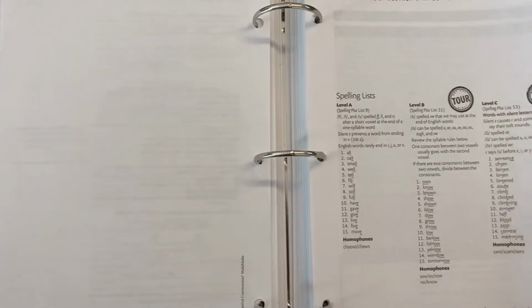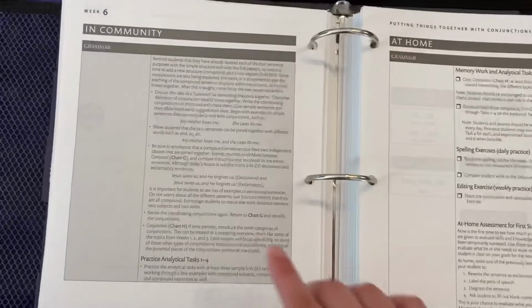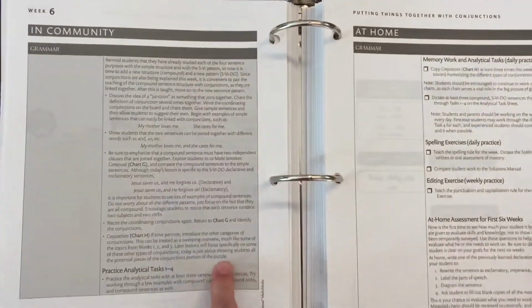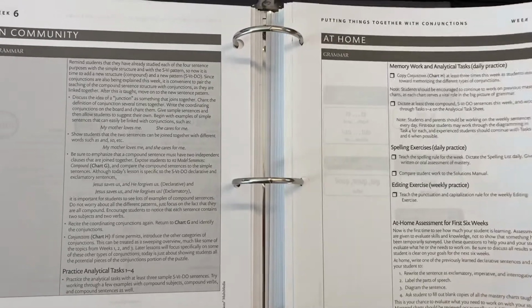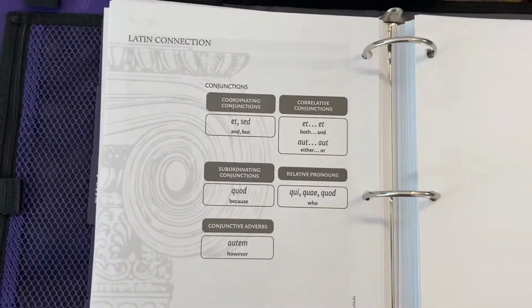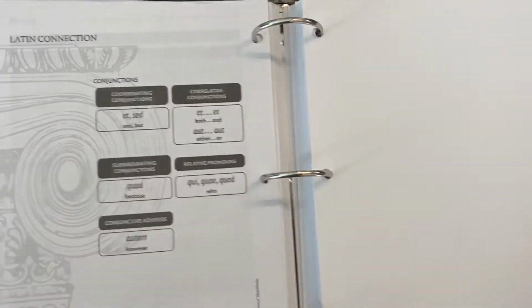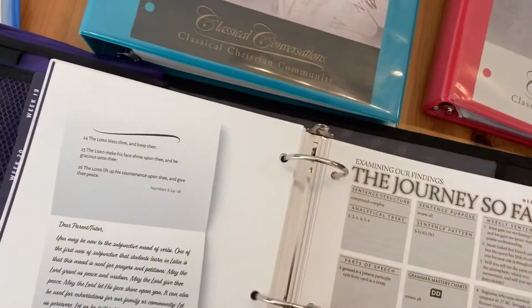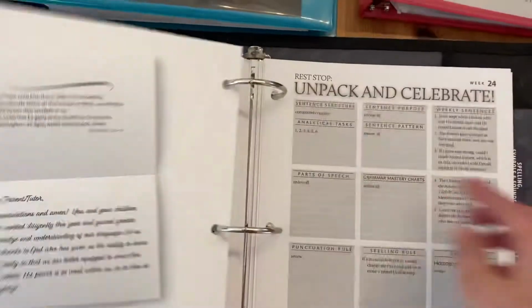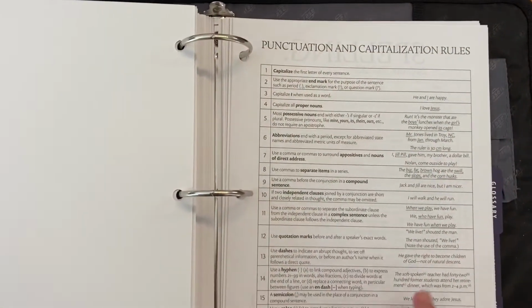Then you have your spelling list if you choose to do the essential spelling. Then you have what we're going to go over in community, and this is what you're suggested to do at home. So it totally guides you through everything you need to know. And then at the end, there's a Latin connection. So back to these tabs, there's 24 weeks. After you get through week 24, the next tabs cover the spelling and punctuation.